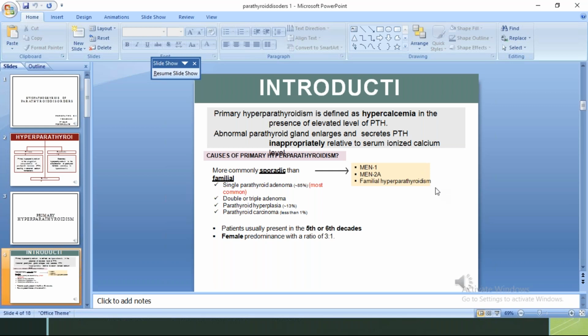There is also a cluster of familial hyperparathyroidism in the family history. Apart from these two syndromes of MEN1 and 2A, most commonly it is a single parathyroid adenoma. Rarely it could be double. Triple is very rare. Next most commonly it is due to parathyroid hyperplasia. In rare cases it could be due to parathyroid carcinoma. The most common age of presentation is the third to sixth decade. There is a female preponderance.